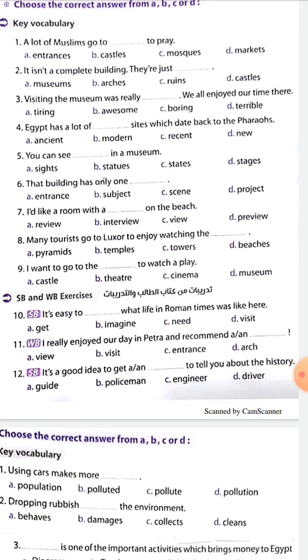Okay. Number 10. It's easy to ... what life in Roman times was like here. طبعا it's easy to ... من السهل ان احنا ... ايه شكل الحياة في الرومان تايمز. طبعا الآثار دي، المونيومنتس، بتخلينا نعرف شكل الحياة اللي كانت في هذا المكان. فيبقى it's easy to imagine what life in Roman times was like here. Imagine يعني يتخيل.